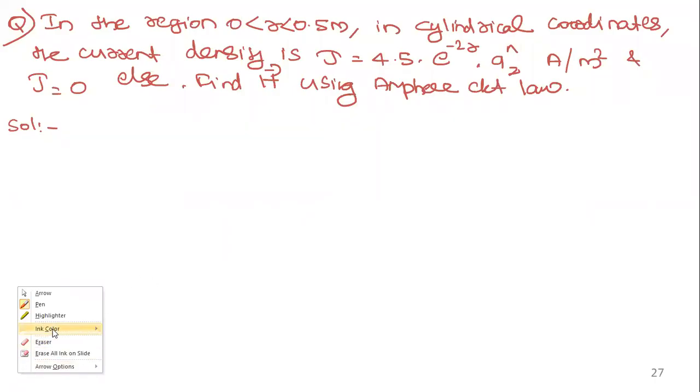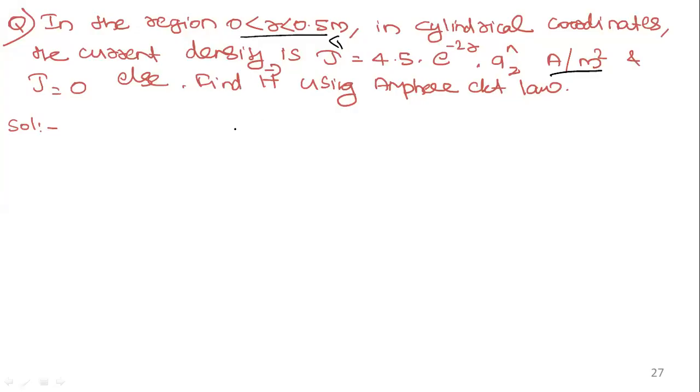So here a region is given which is lying between 0 to 0.5 meter in cylindrical coordinates. Remember the cylindrical coordinates, how it is coming, you should have that in your mind. Then current density is given as 4.5 into e raised to minus 2r along the Z direction, unit is ampere per meter square, and J is 0 for other regions. The value of J is for this particular region only. Now we need to find H using Ampere circuit law.